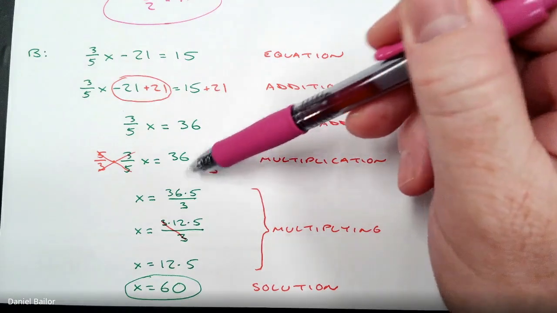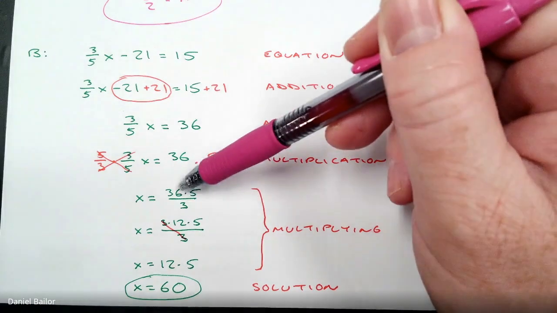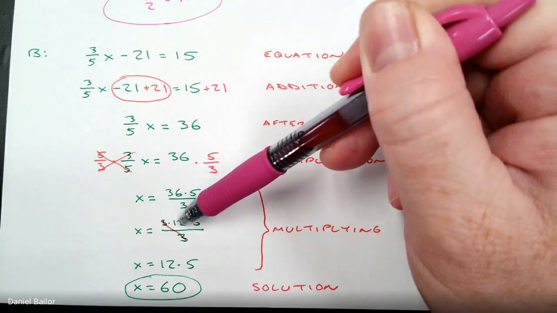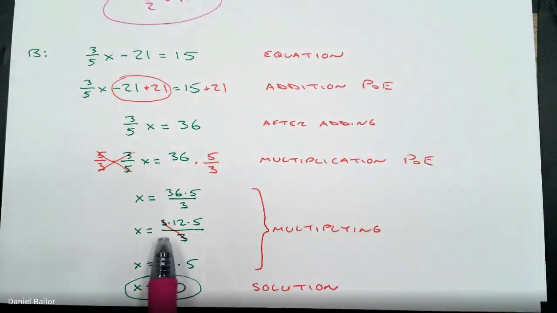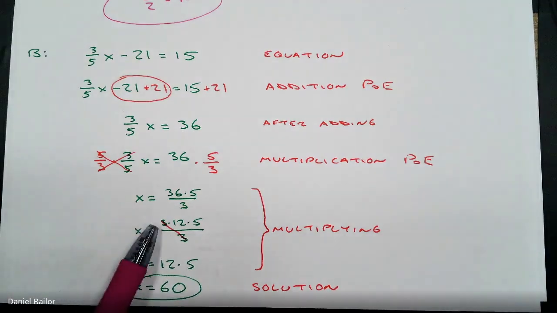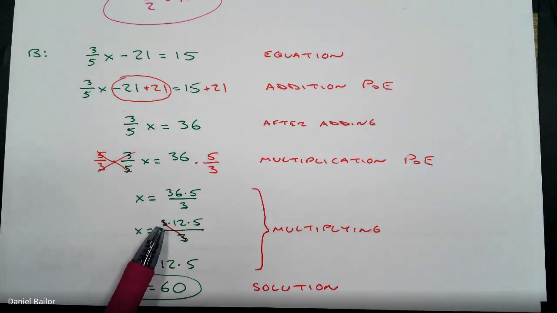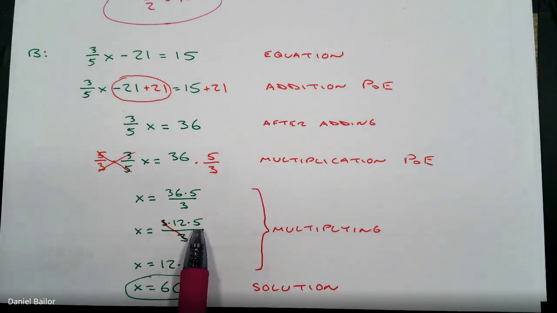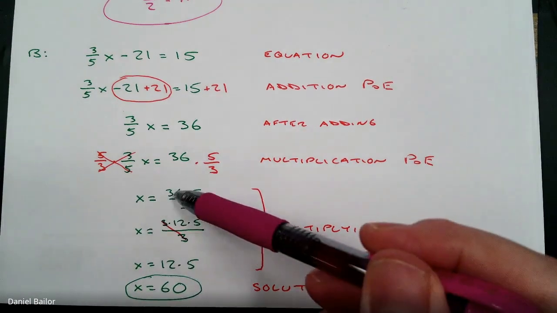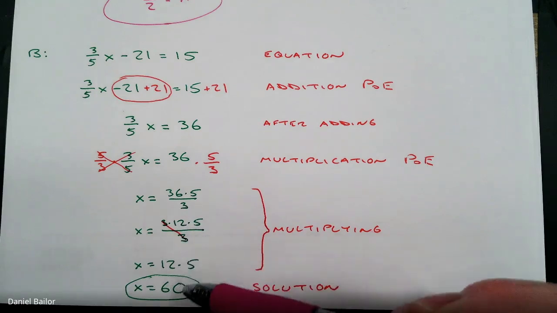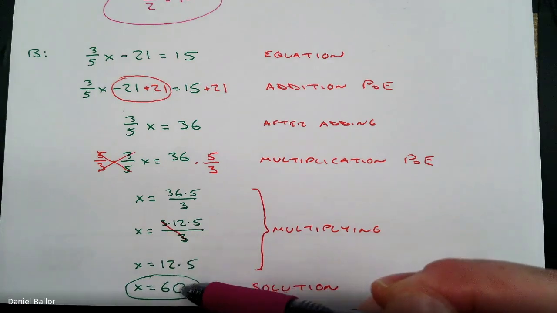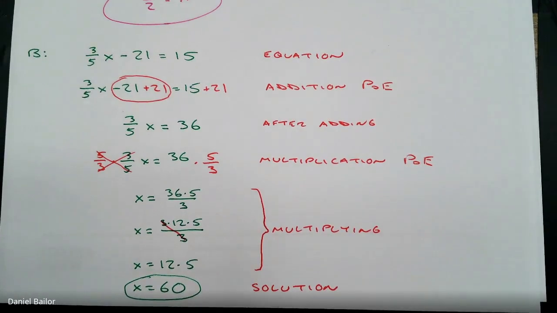Multiplying fractions, I combine my two, 36 times 5 divided by 3. I know 36 is 3 times 12. So I break 36 into 3 times 12. And then I have a 3 in the numerator, a 3 in the denominator. That turns into 1. So it cancels the 3 in the denominator and the 3 in the numerator. So I just keep 12 times 5. So x equals 12 times 5. 12 times 5 is 60. That is the true solution.